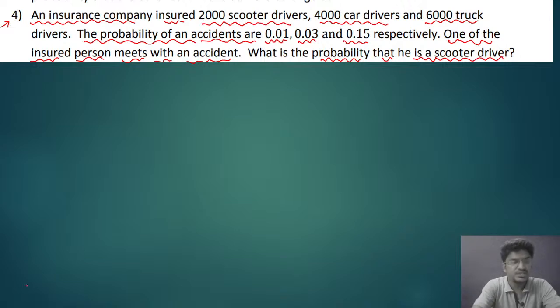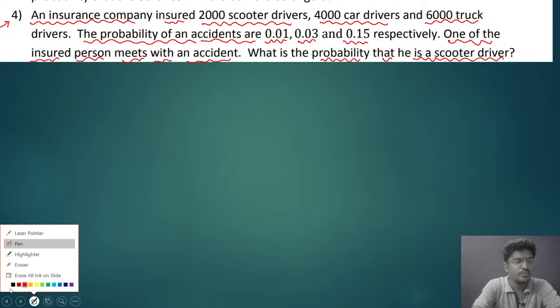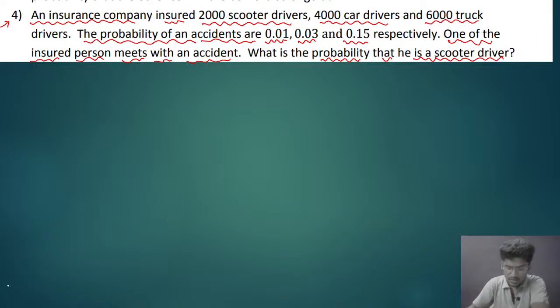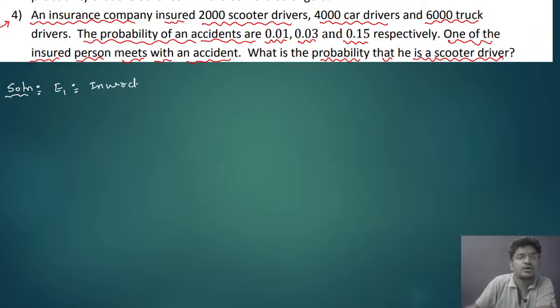If you say yes, I will go for solving the problem. First, we have to take the events given. Event E1 is insured scooter driver.